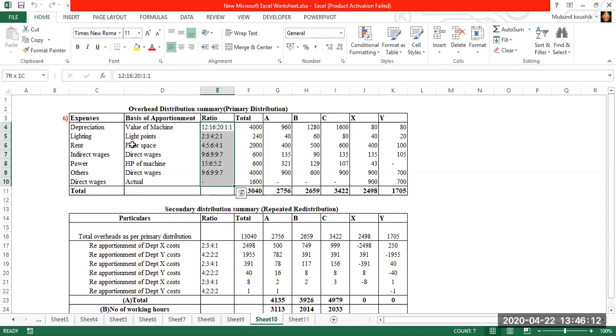That is your third step. Now based on this ratio, you know what to do. All the expenses that are given should be allocated to all the five departments based on this ratio. That means 4,000 has to be allocated in this ratio, 240 in this ratio, 2,000 in this ratio. Like that you have to allocate the total amounts available in the total column based on the ratio to all the departments A, B, C, X and Y. That will give you at the end the total as per primary distribution.